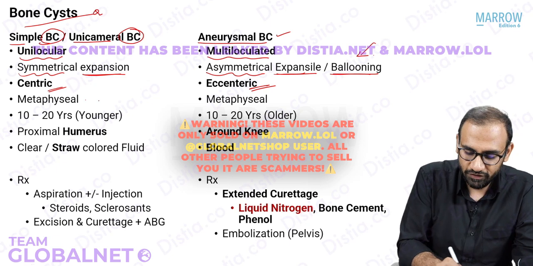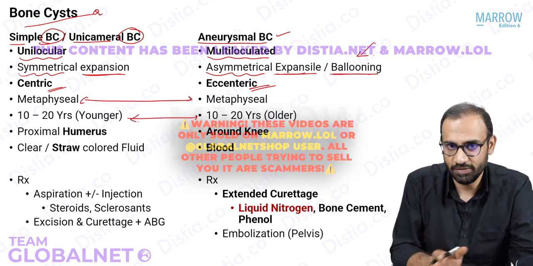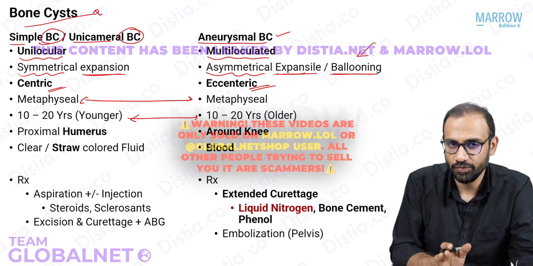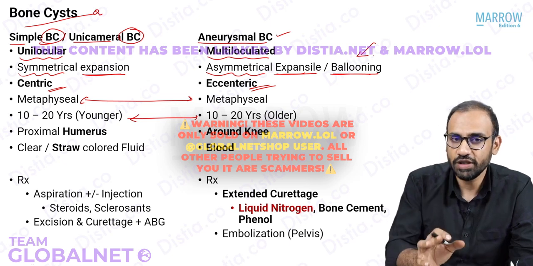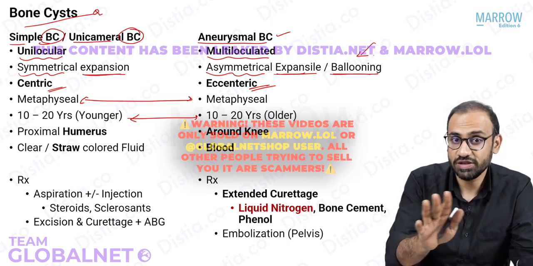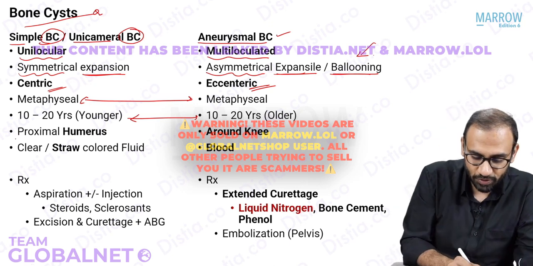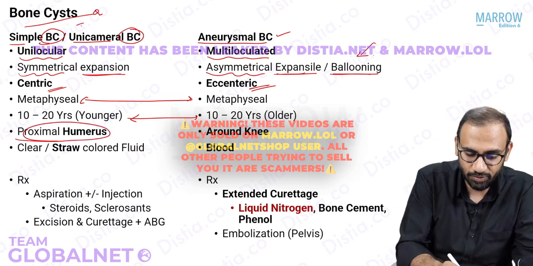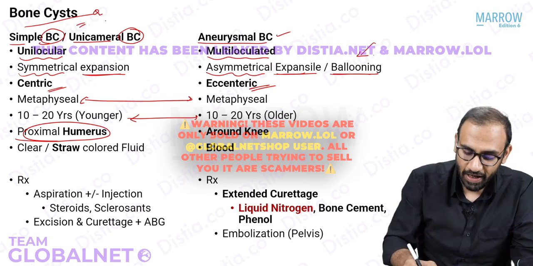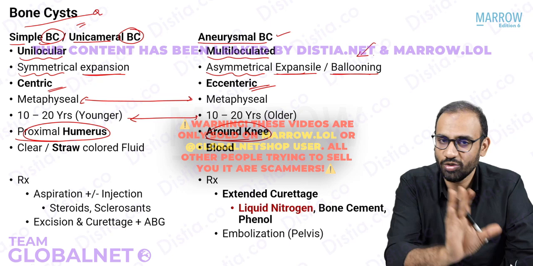Both of them occur in the metaphysis. Both of them occur in younger population. So these are the similarities. Now, another important difference. Usually I told you lesions and tumors in the bone occur around the knee. But there is an exception, so you have to remember those exceptions because MCQs will come. Proximal humerus is the most common location for simple bone cyst. And around the knee, distal femur or proximal tibia, is your aneurysmal bone cyst.